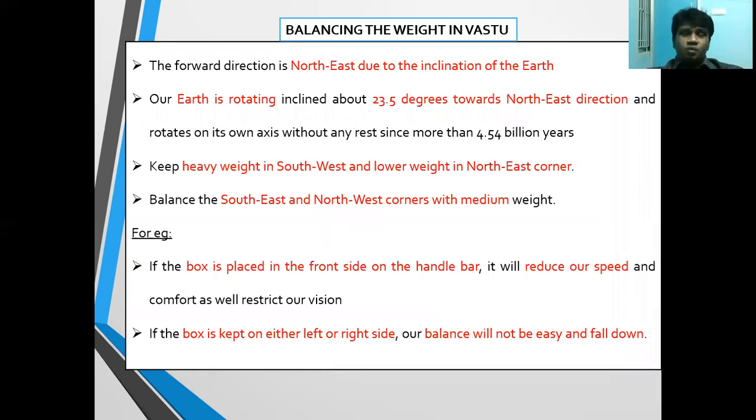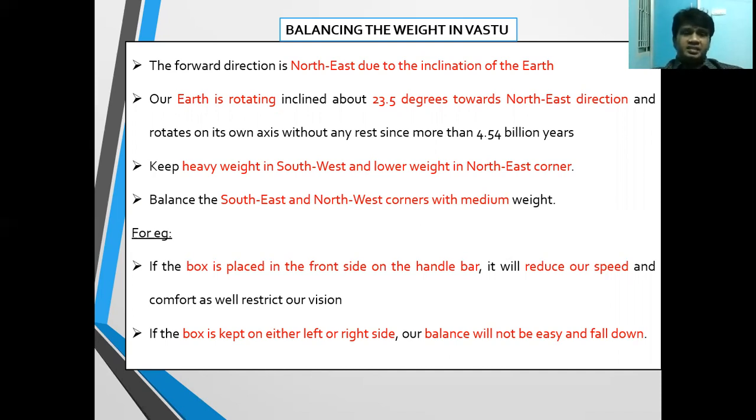Next, balancing the weight in the Vastu. In module one, I said we have to balance our elements in the home to bring out joy and prosperity in the home. So here the forward direction is the northeast direction. The earth is rotating 23.5 degrees towards the northeast direction, so it is well known to us. So we keep the heavy materials or heavy weight in the southwest direction and lower weight in the northeast corner.